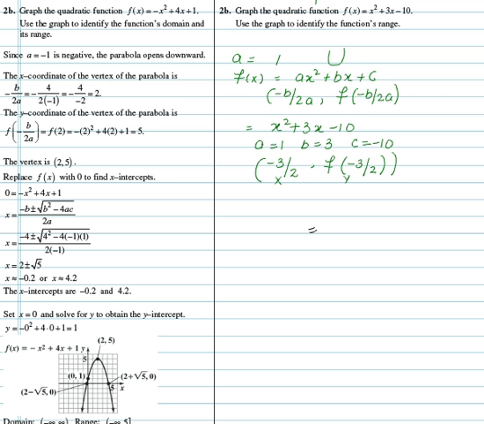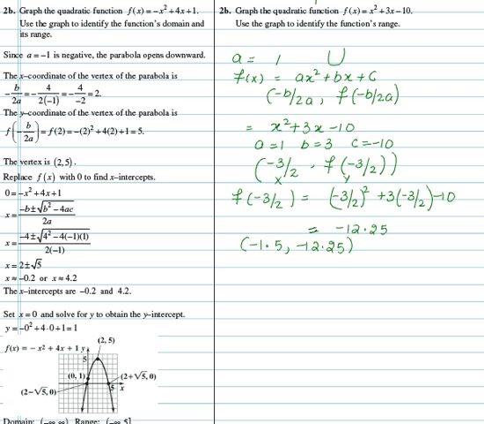Now how do I get the y? I have to find the function value. So f(-3/2) would be (-3/2)² + 3 times (-3/2) - 10. And that would give me negative 12.25. So my vertex here, negative 3 over 2, is negative 1.5, and negative 12.25.